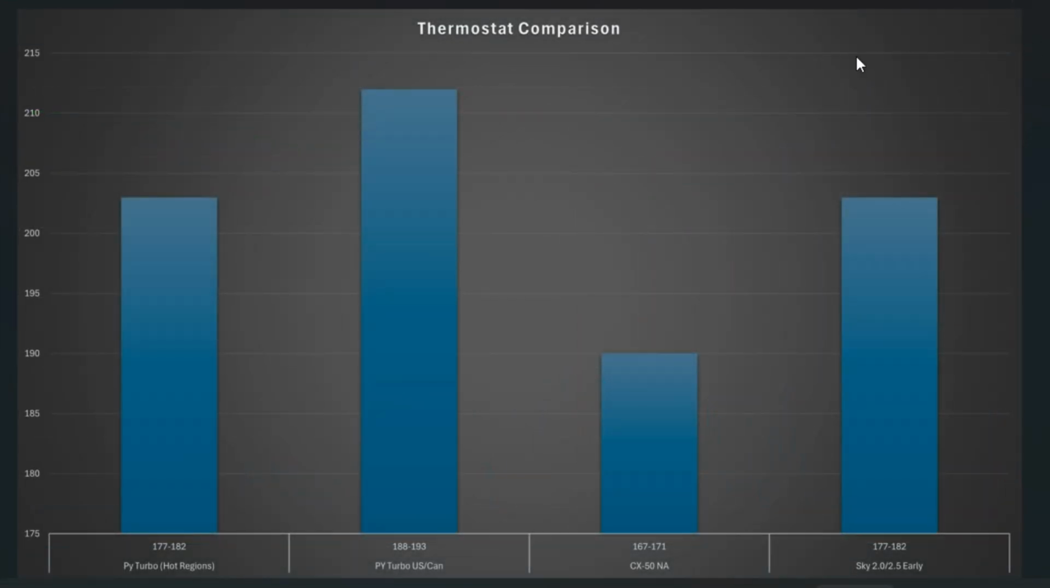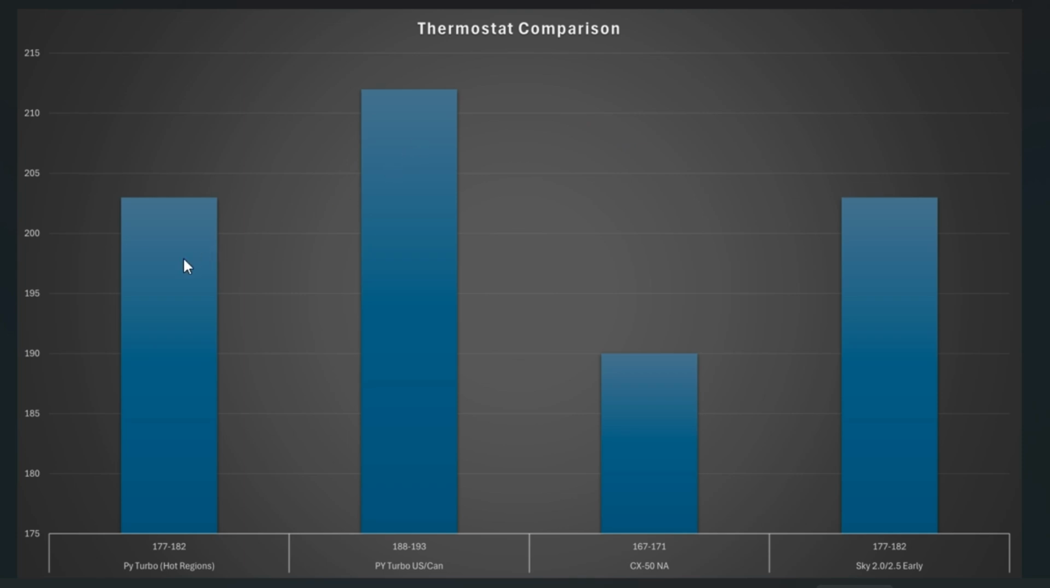One of the reasons I wanted to make this video was to kind of segue into why I run the CX50 thermostat in my car. When the Skyactivs first came out, the 2.0 and the 2.5 had a thermostat that opened at 177 to 182 degrees and then was fully open by 203. In comparison, the turbo engine in the US and Canada only has a thermostat that opens at 188 to 193 and then isn't fully open to 212.